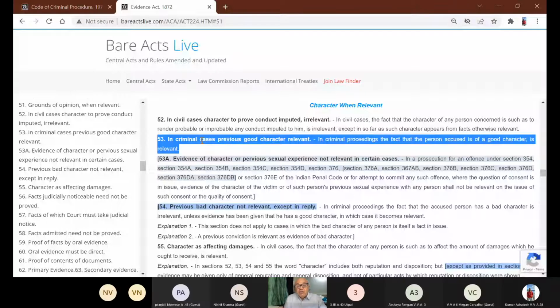So, the prosecution will try to prove beyond reasonable doubt that the offense is committed. He has to prove it, the public prosecutor. And if he is unable to prove it beyond reasonable doubt, then it is difficult for the prosecution to succeed, merely because the accused has not led evidence or the accused has led evidence that he is a person of good character.